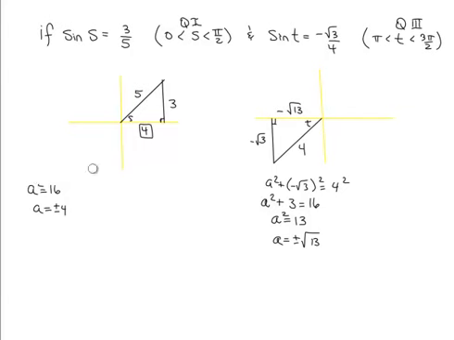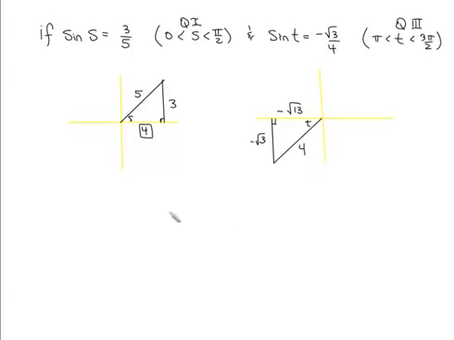Now, here's the key to doing this. They haven't asked us to find anything yet. What they want us to find is sine of s minus t. Well, the problem is we don't know what s is, we don't know what t is, so we have no way of evaluating this directly. So we have to evaluate it indirectly from the pictures. And so what we're going to do is expand this.